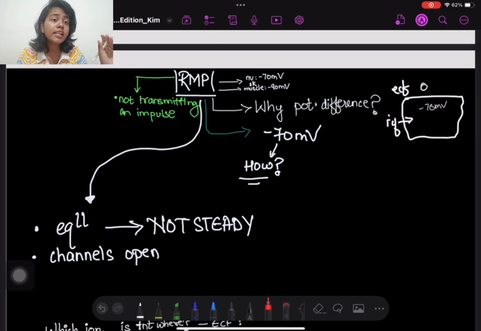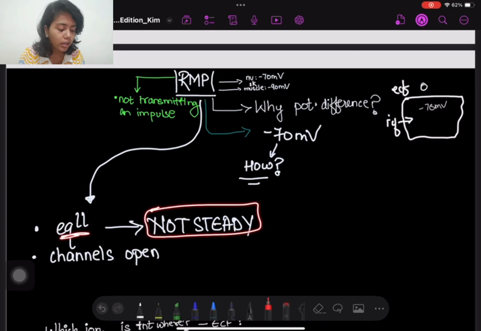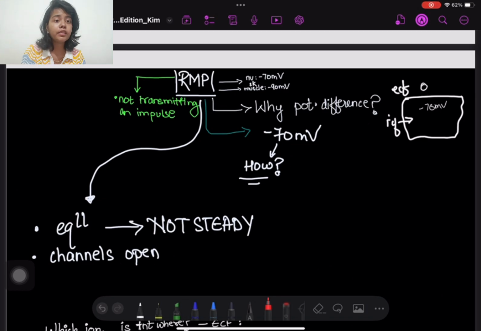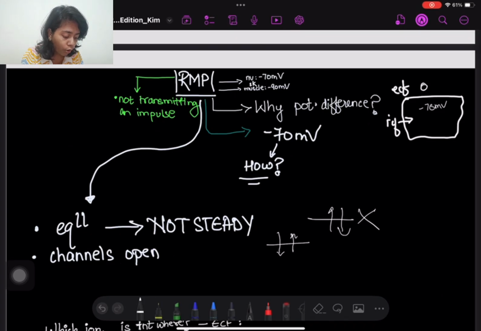So again, the cell is at equilibrium, but it is not in a steady state. See, steady state means there would be no flow of ions. This is the membrane, okay? So in and out there would be no flow of ions. That will be a steady state. But in RMP there is equilibrium, meaning until an impulse comes, constantly the voltage difference will be minus 70 millivolts. That wouldn't change, but there would be continuous flow of ions. So hence it is an equilibrium condition but not a steady condition.